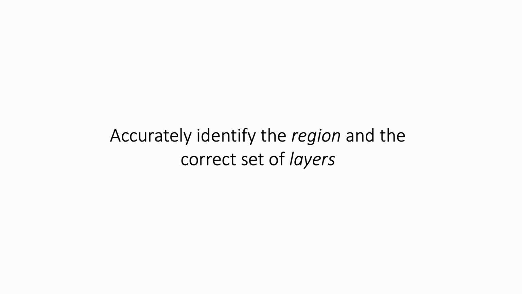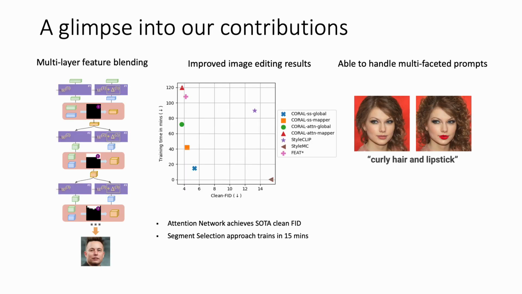In this paper, we address the problem of automatically identifying the region along with the correct set of StyleGAN layers in a co-optimal way. To achieve this, we propose a novel multi-layer feature blending strategy that improves the clean FID score and reduces the training time when compared to previous works.